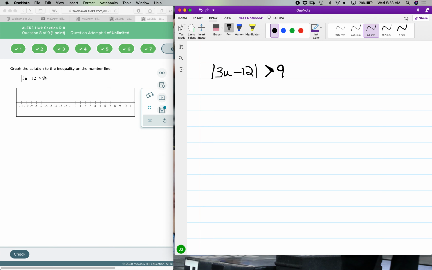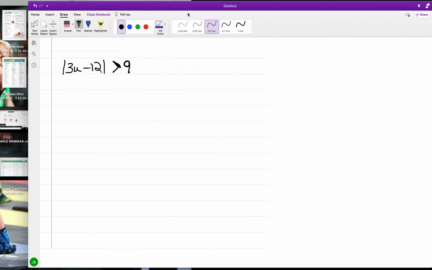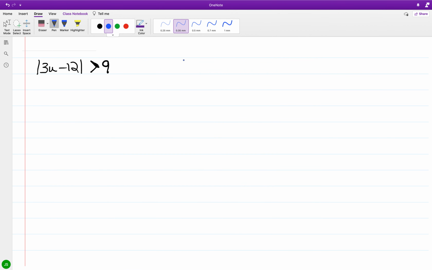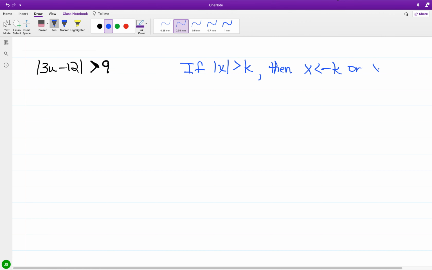Now for this next item, we have graphed the solution to the inequality on the number line. And here we have the absolute value of 3u minus 12 is said to be greater than 9. For the setup, there's a rule that states that if the absolute value of x is greater than k, then we will have at the one end that x is less than negative k, or that x is greater than k.